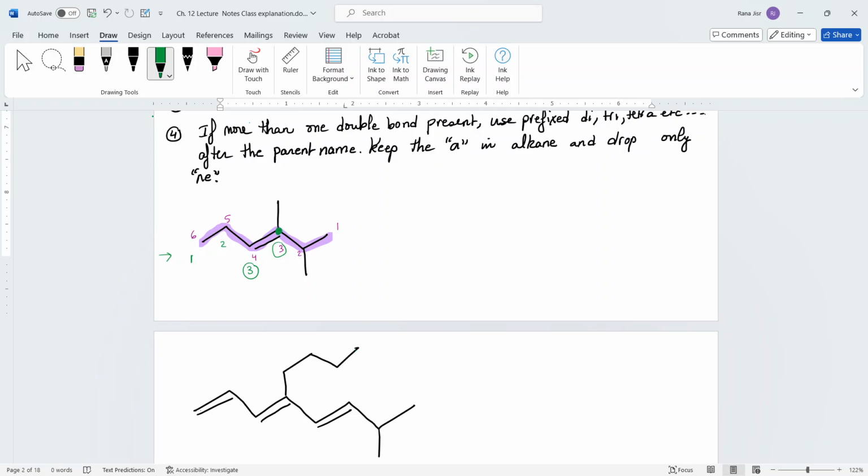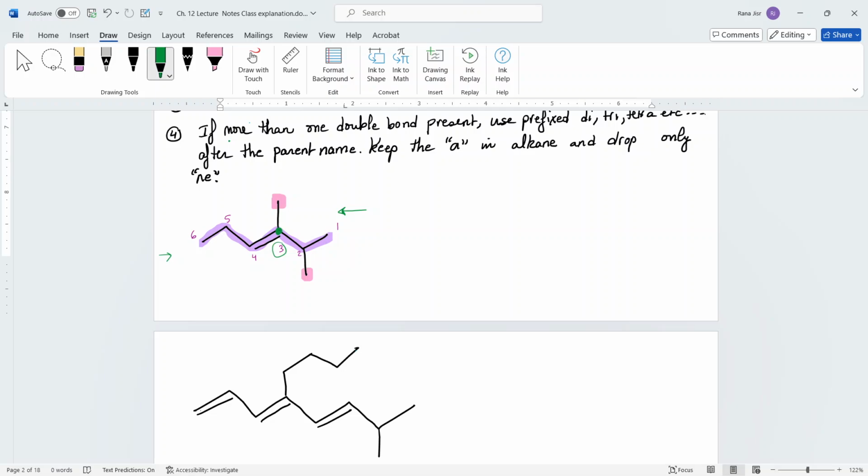Now I need to look at the substituents. Here I do have two substituents. I have a methyl here and a methyl there. Now I look at the substituents and choose the numbering that gives the substituents the lowest number. This means that I am forced to start numbering from this side over here. Okay? So my name over here is going to be 2 methyls. I do have 2 methyls. That's going to be a dimethyl.